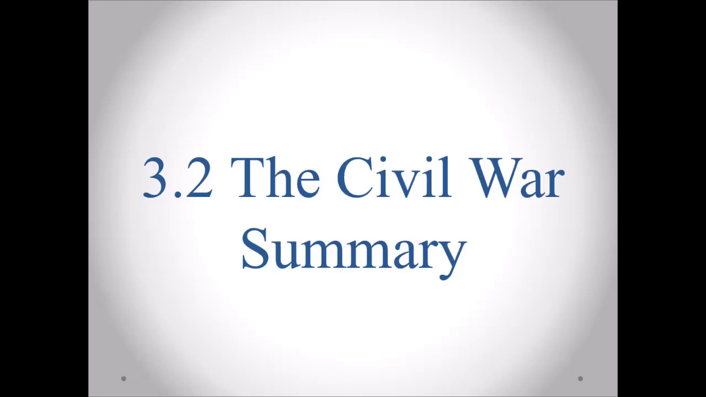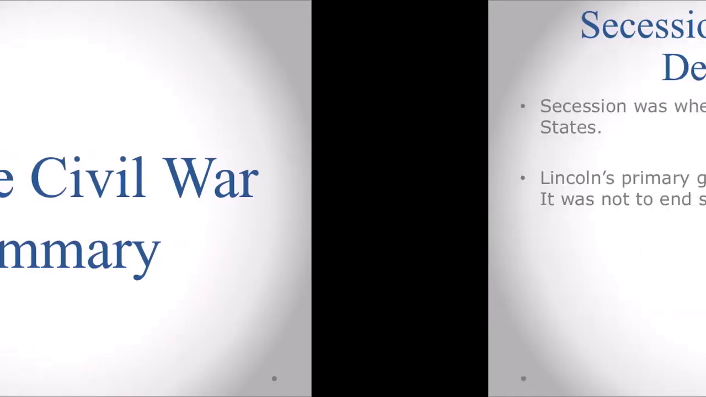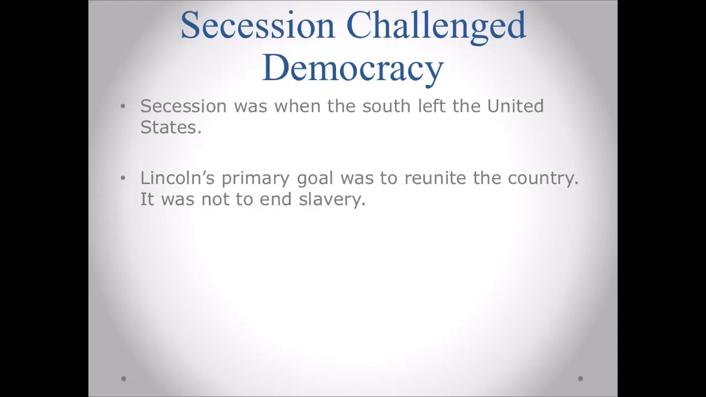Last time we talked about the causes of the Civil War and the lead up to the Civil War. Today we're actually going to talk about the actual Civil War and the strategies that were involved and some of the major turning points of the war. The Civil War started when the South left the Union. This was called secession. Lincoln's primary goal was to reunite the country. It's not to end slavery. That's a common misconception about Abraham Lincoln and the Civil War.